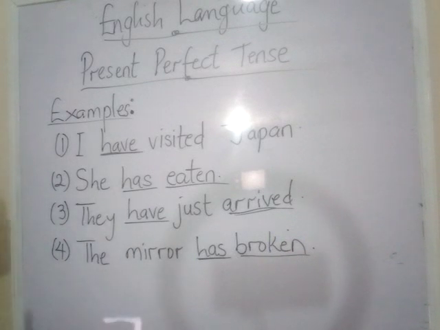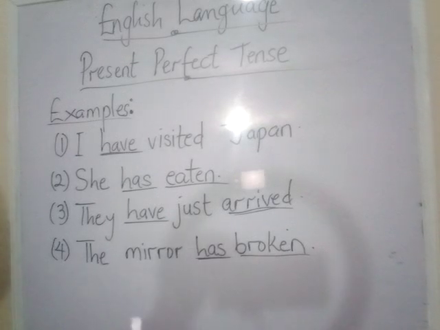So these are some examples of present perfect tense in the affirmative form. The next set of examples we're going to look at are examples of present perfect tense in the negative.